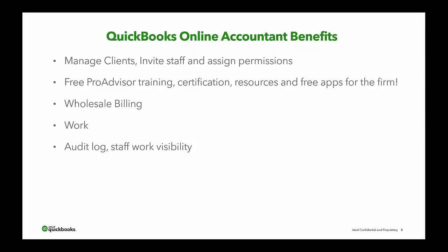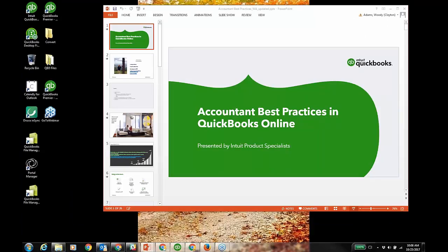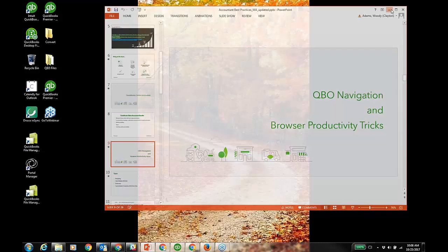So someone's paying for QBO, and if the client is in the firm, there's no cost for team members, certification, or anything, but we do have a wholesale program that I will mention. But with QBOA, we're going to start there: managing clients, inviting staff, assigning permissions, the Pro Advisor training, which we'll go over real quick, wholesale billing, and the work. Then I want to look at the audit log and staff visibility now in the audit log report, and then we'll come back and do navigation. I'll probably do both at one time, okay?